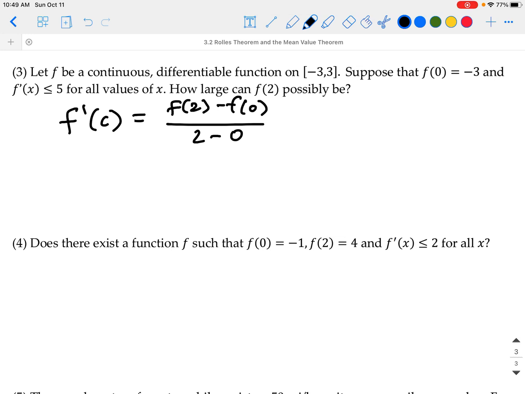But we want to know how large can f of 2 possibly be. So if we want it to be larger, we want it to be increasing. So we're going to choose f prime of c to be the biggest possible value. So we'll let f prime of c equal 5, and then we'll go ahead and solve.